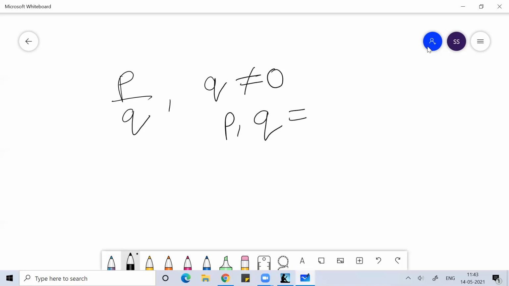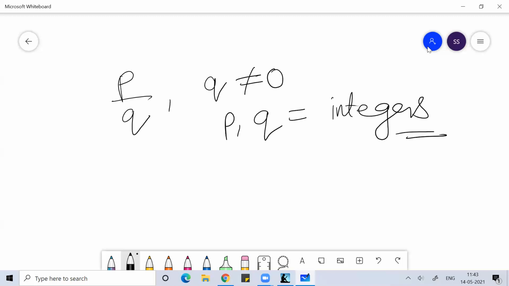Rational numbers are those numbers which can be represented in the form of P by Q, where Q is not equal to 0, and P and Q are integers. Define what are rational numbers. Sir, rational number is a number which can be represented by P by Q, where P is not equal to 0 and P and Q are integers. They're integers, not numbers. Don't use the term number there. Okay, what are integers?